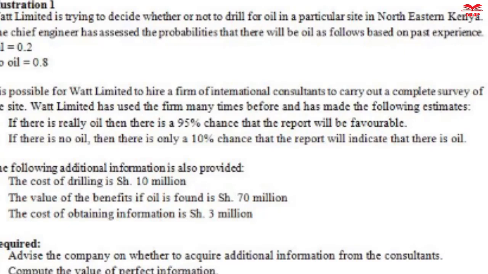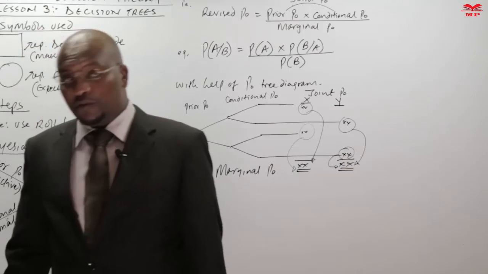Then the following additional information is also provided. One, the cost of drilling is shillings 10 million. The value of benefit if oil is found is shillings 70 million, and the cost of obtaining information is shillings 3 million. A, advise the company on whether to acquire additional information from the consultants, and B, compute the value of perfect information. End of question.